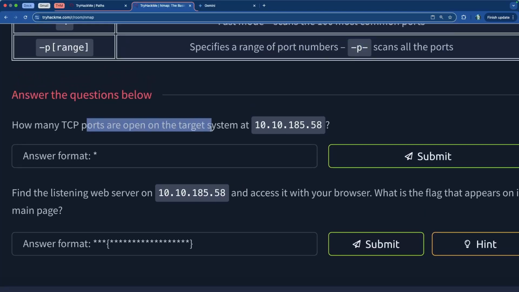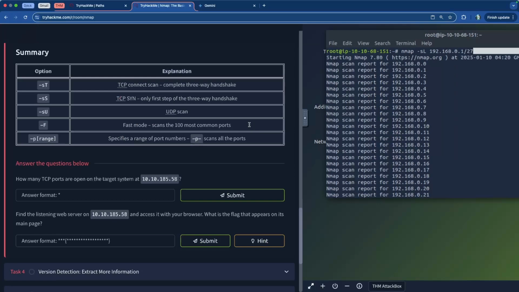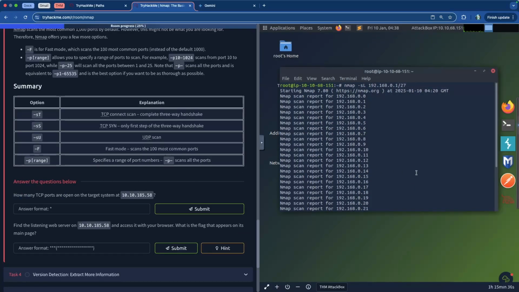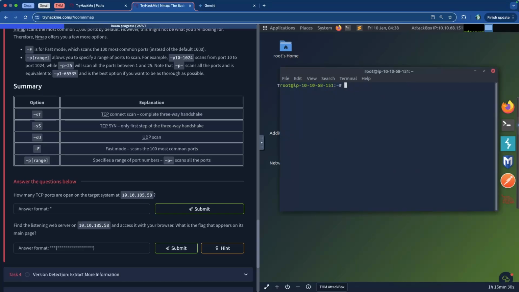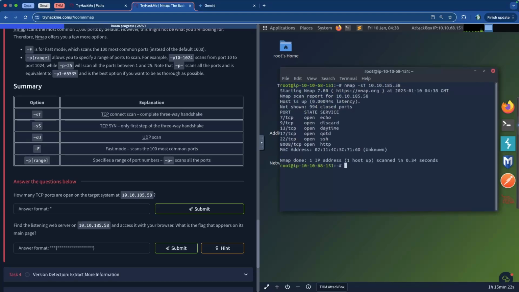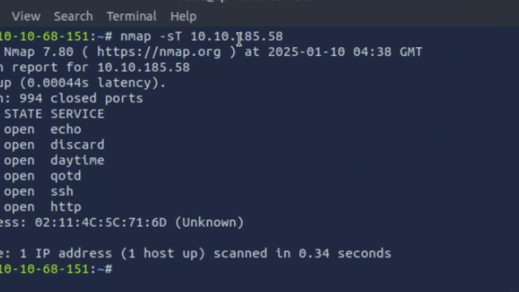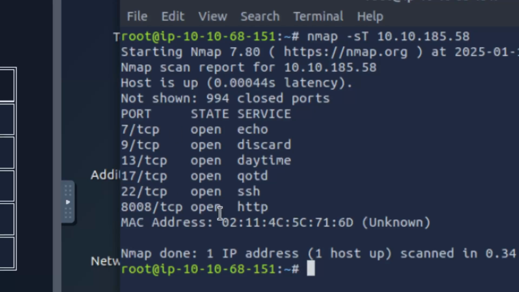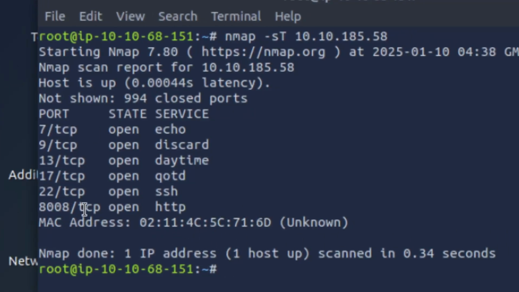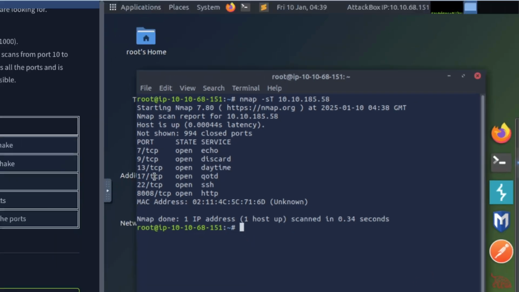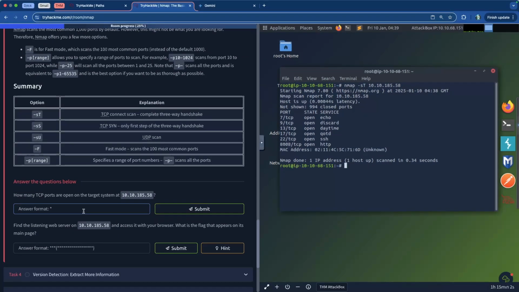How many TCP ports are open on the target machine that we have? So we're looking for TCP ports, and basically what I'm going to do, I'm not going to run the entire 65,000. I'm literally just going to do the nmap, and I'll do lowercase -sT, and I'll do 10.10.185.58. I'm just going to run that, and that was very quick. So this was the command nmap -sT, and I gave it the IP address. So we have how many? It says scan and it doesn't tell me. Okay, so 1, 2, 3, 4, 5, 6 is what I have open. 1, 2, 3, 4, 5, 6.